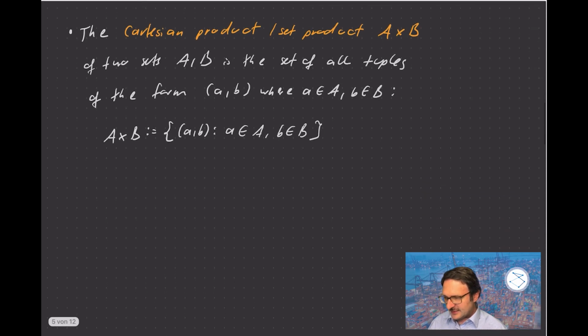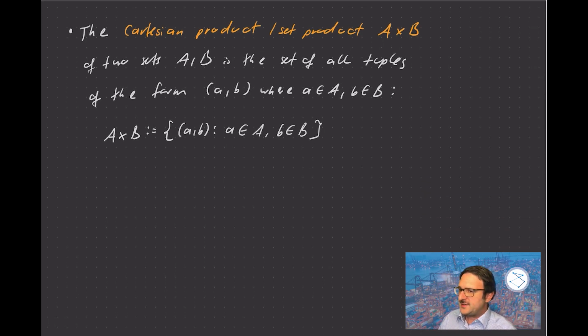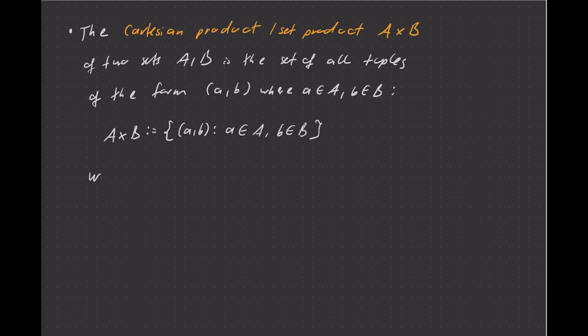Then there is a slight abbreviation if I take the Cartesian product of a set with itself. Also, I can do that. I can form tuples that consist of elements of one set only. Then I abbreviate that by just writing A squared, A to the third, A to the fourth, and so on. So we abbreviate A times A as A squared, A times A times A as A to the third, and so on.